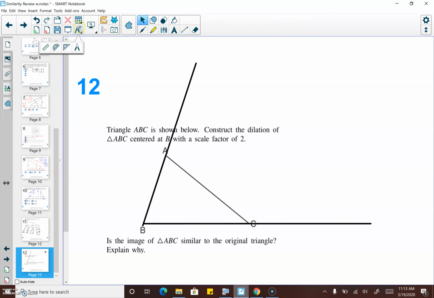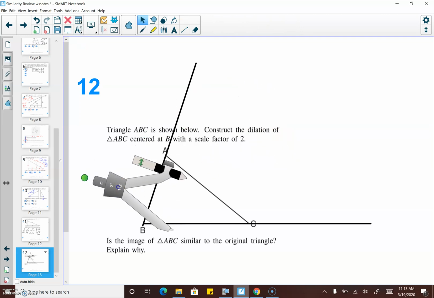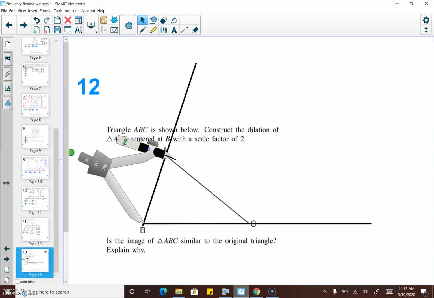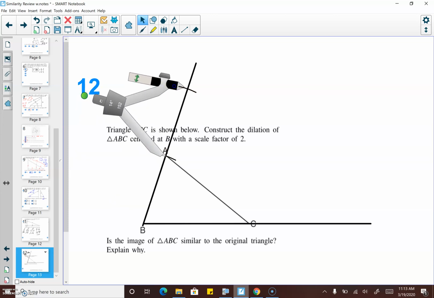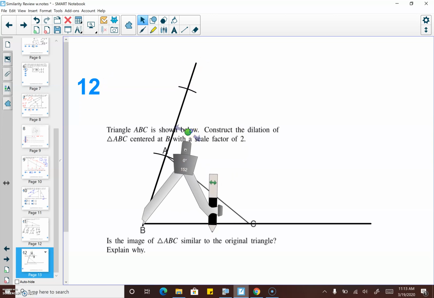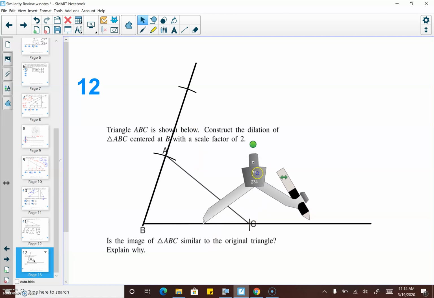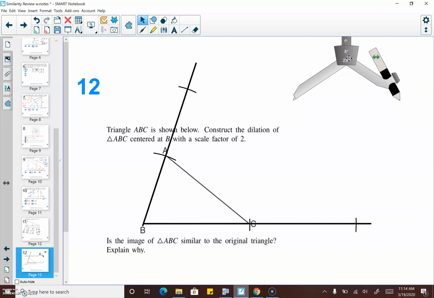And the reason we do that is because we are then going to take our compass and we're going to measure. So scale factor of 2 means that we have 2 slash marks. So there's our first one, scale factor 1, scale factor 2. So when we come down, we go back to B here, stretch it out. So scale factor 1, scale factor 2.